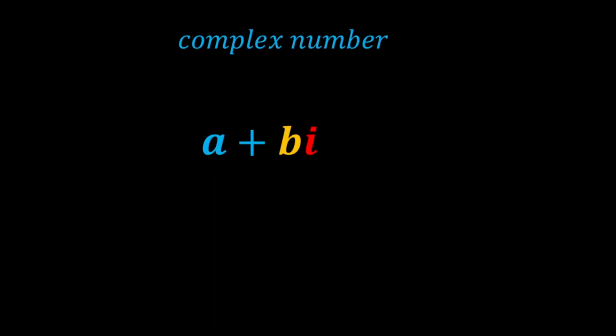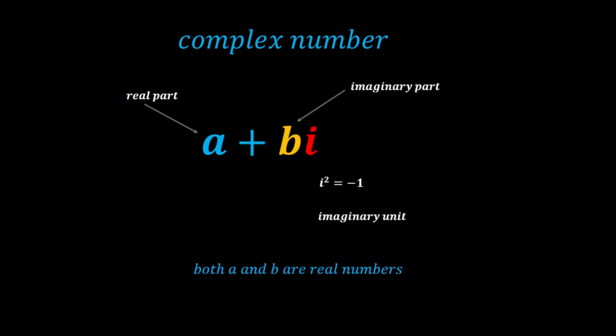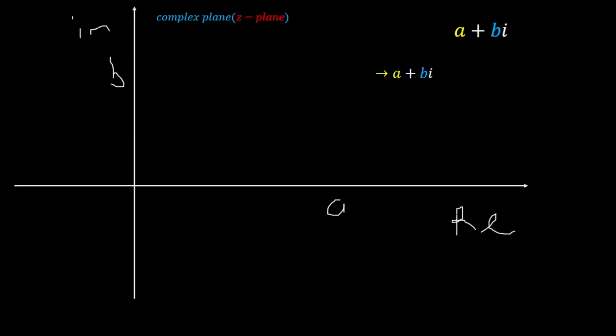Starting with the complex plane. If you have a complex number that is a plus bi, you have i being the imaginary unit multiplying the imaginary part, and i squared is equal to negative 1, a being the real part and b being the imaginary part. The combination of these makes a complex number, where a and b are real numbers.